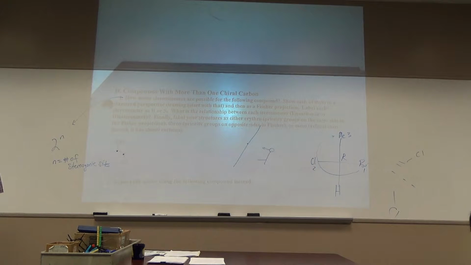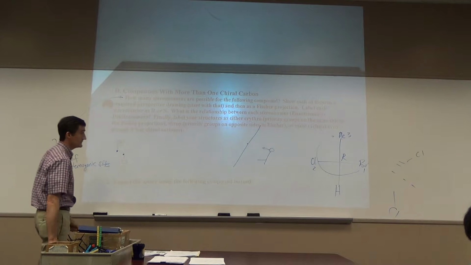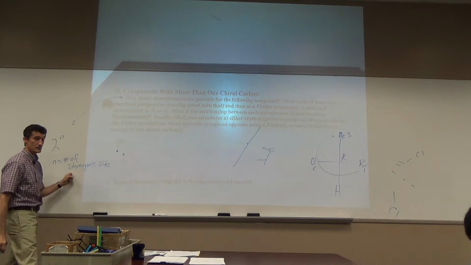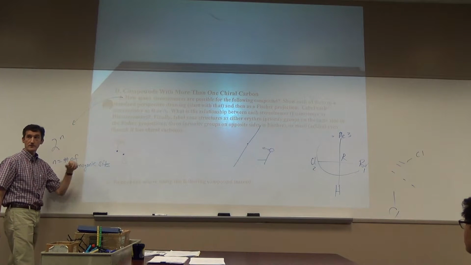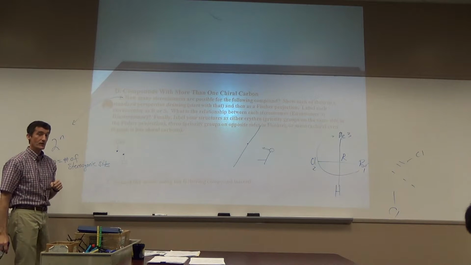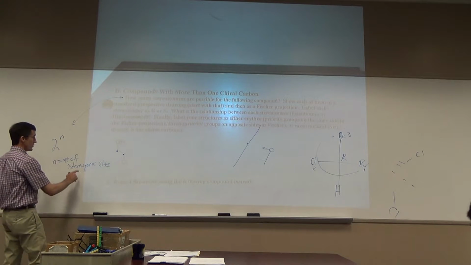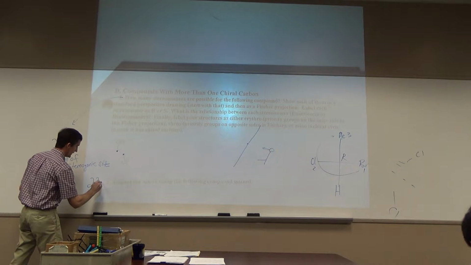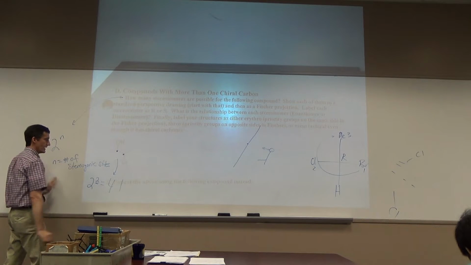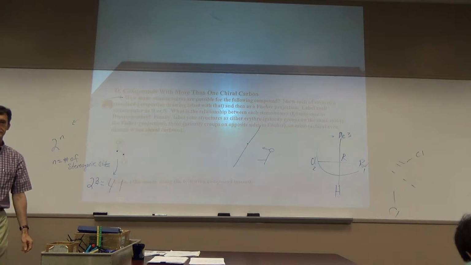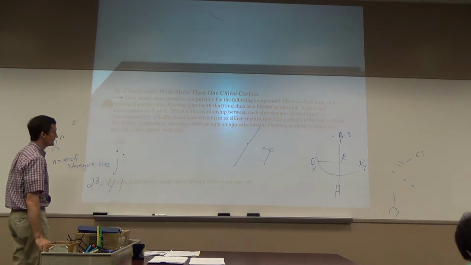Now, give me examples of stereogenic sites. Alkenes. Chiral carbons. Do you know any other examples of stereogenic sites? So it's not just the number of chiral carbons, that's kind of specific. Do you see any other stereogenic sites in this compound? No. So this is 2 to the 2 equals 4. All right.